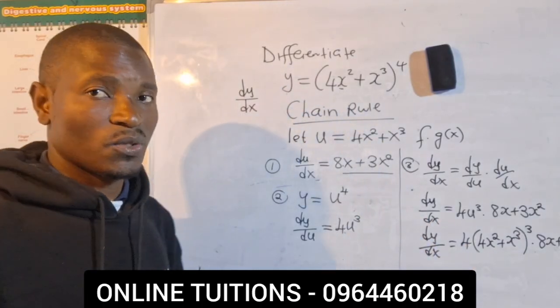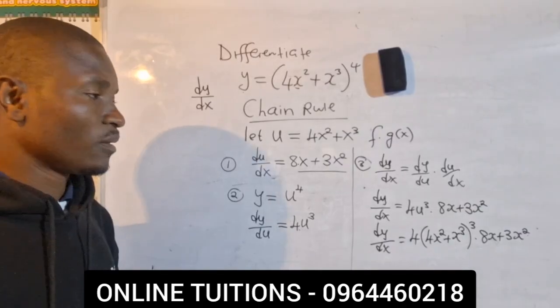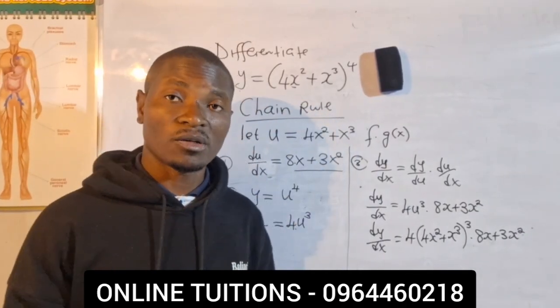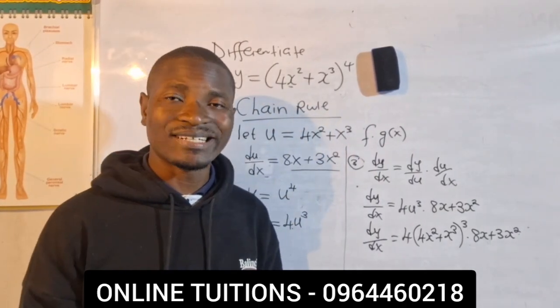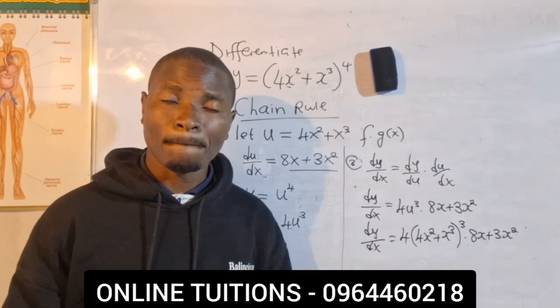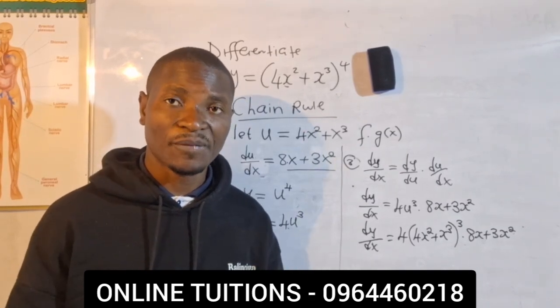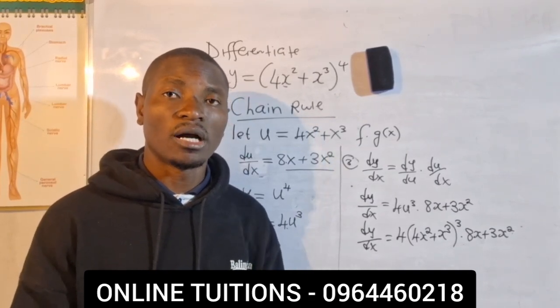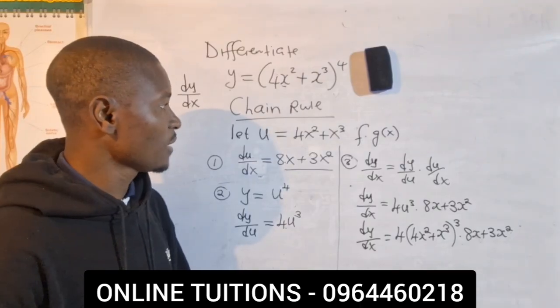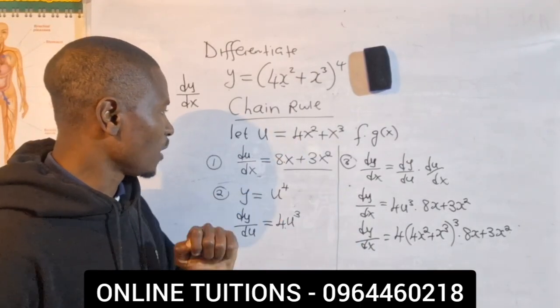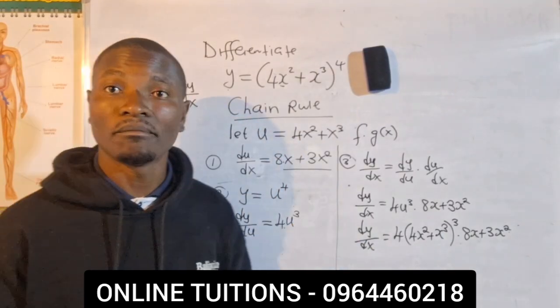So that's how you can go about this concept of what we call the chain rule. So it's just really about combining two separate differential equations that you get, meaning this one as well as this one, and then you combine them together.